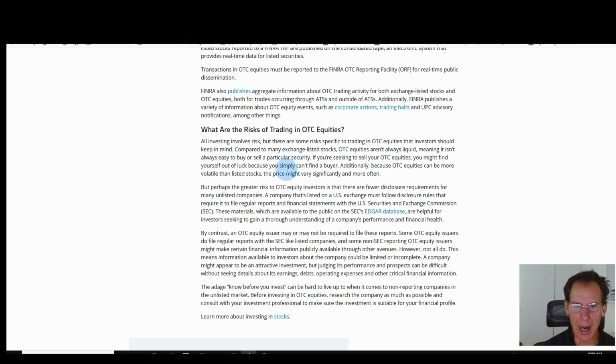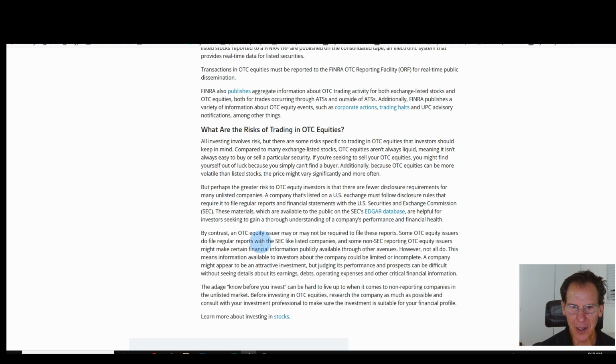thinly traded stocks. But perhaps the greatest risk to OTC equity investors is that there are fewer disclosure requirements for many unlisted companies. A company that's listed on a U.S. exchange must follow disclosure rules that require it to file regular reports and financial statements with the U.S. Securities and Exchange Commission. These materials, which are available to the public on the SEC database, are helpful for investors seeking to gain a thorough understanding of a company's performance and financial health.